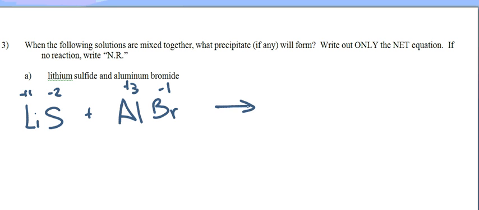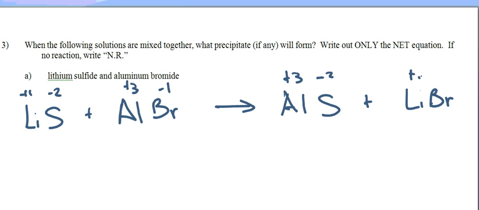Okay, so we're going to have our partner switch here, and we'll balance charges in a second. So lithium and aluminum are going to switch. So we'll have aluminum sulfide, and again, we'll balance these out in a second. And then we'll have lithium bromide, +1, -1. Okay, so we have our things written out here.